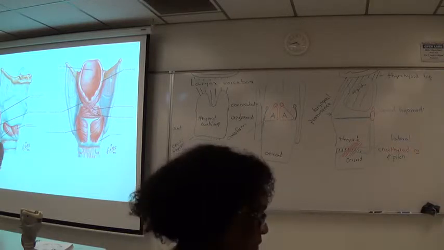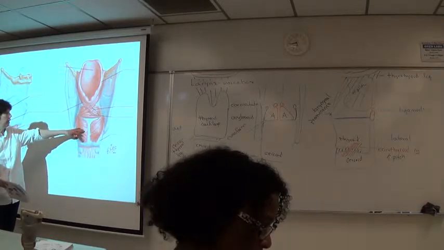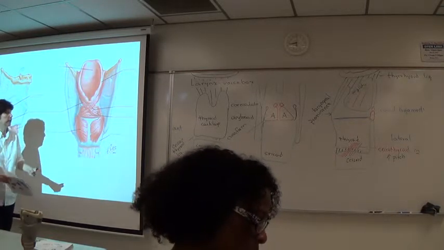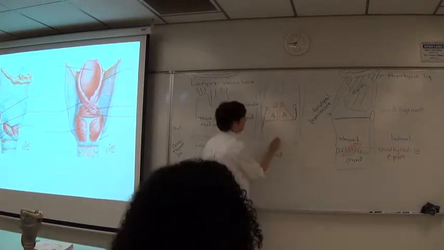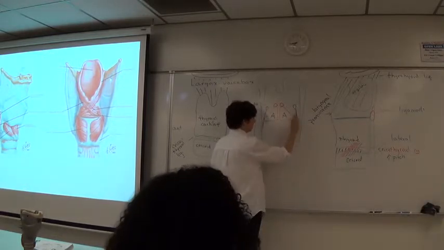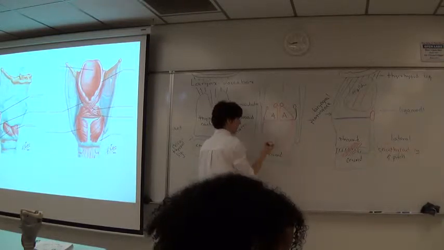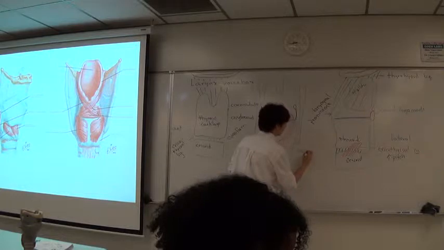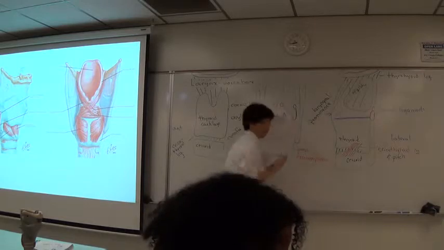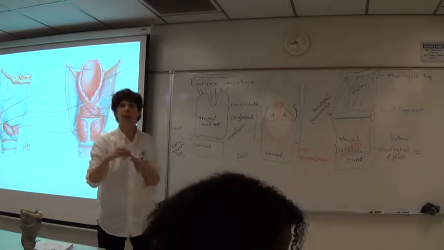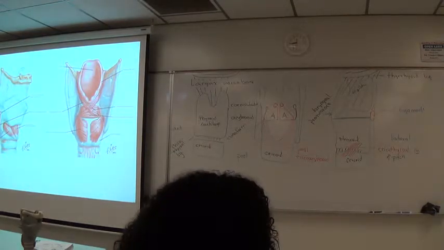All right, the next muscle is the posterior cricoarytenoid. So that one's this one. It goes from the cricoid cartilage. It wraps around to attach to the arytenoid cartilages. And you can also see that muscle on this model. So that's this one right here.